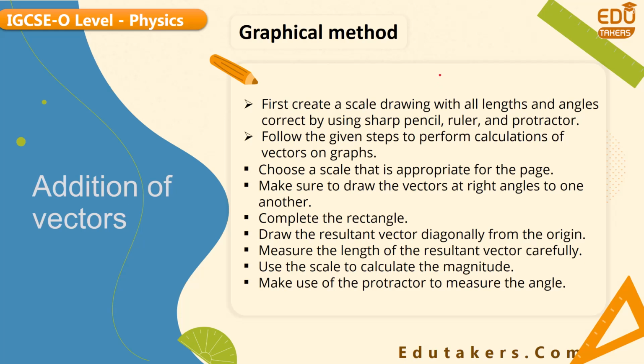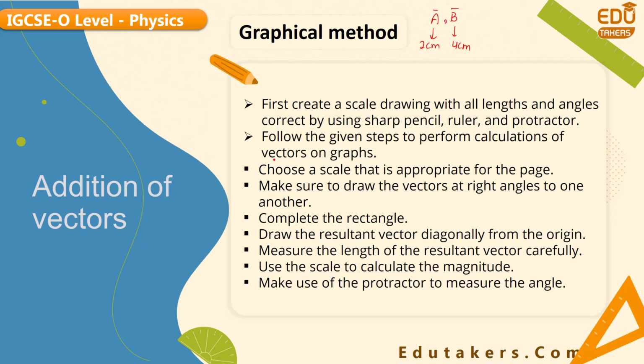When you are given two vectors, let's suppose there are two vectors A and B. Vector A is 2 cm and vector B is 4 cm. Then you need to find their sum by the graphical method. So you need to follow the following steps. First of all, you need to create a scale that shows all the lengths and the angles drawn correctly by using a pencil, ruler and protractor.